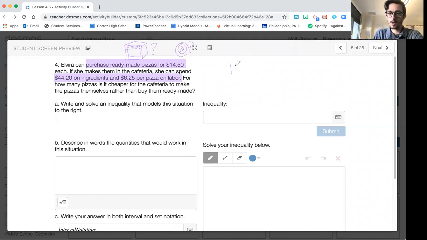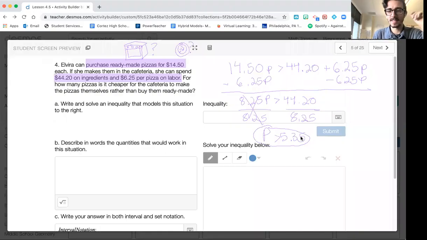Well, I know that the one price is $14.50, and that's per pizza. And I'm curious what the equivalency is going to be, because if we do just a flat sell on $44.20, but then we keep adding on $6.25, when does it make sense to do one, maybe not the other? Take some time, try to solve this one.